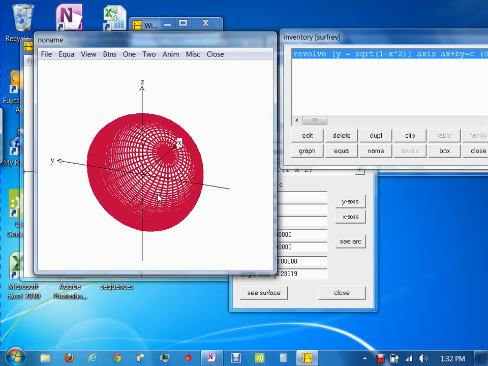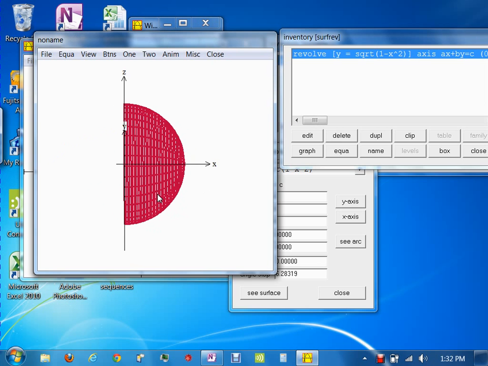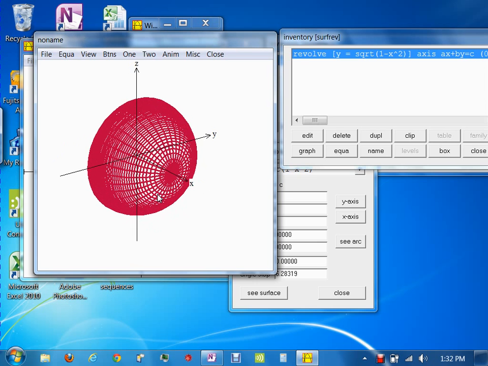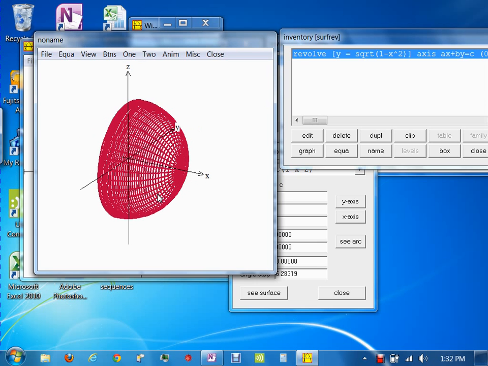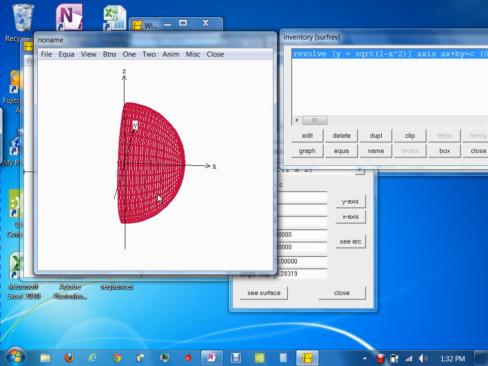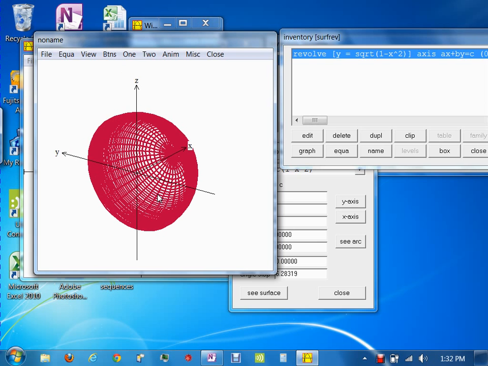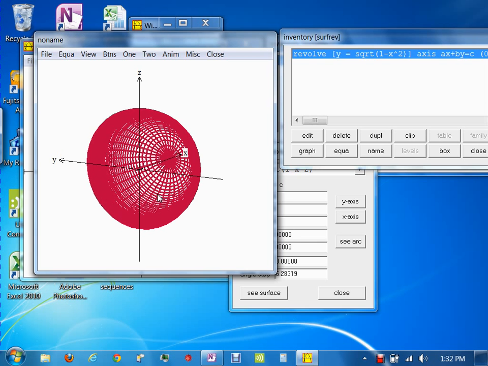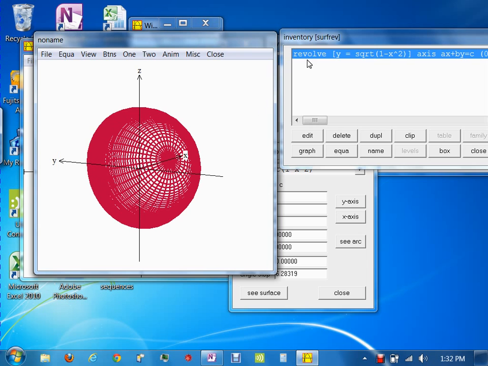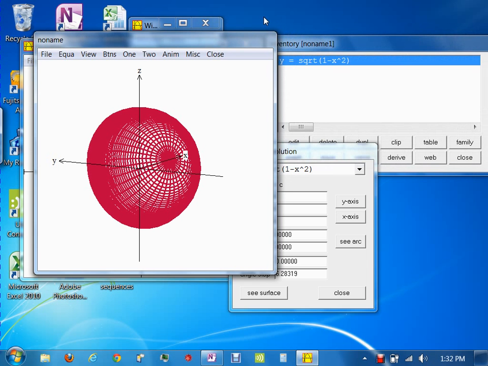You can kind of see it's hollow inside that way. But do you see that's the half circle rotated around the x-axis, right? So we're just trying to find the surface area of that. All right, so let's do that as our first example.